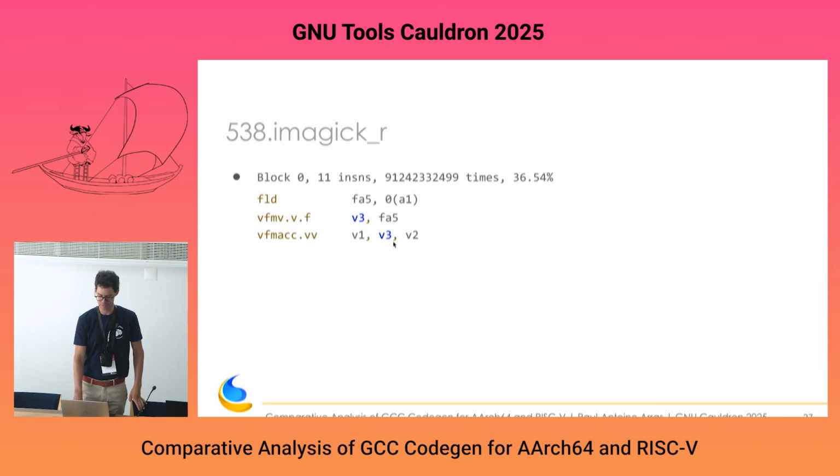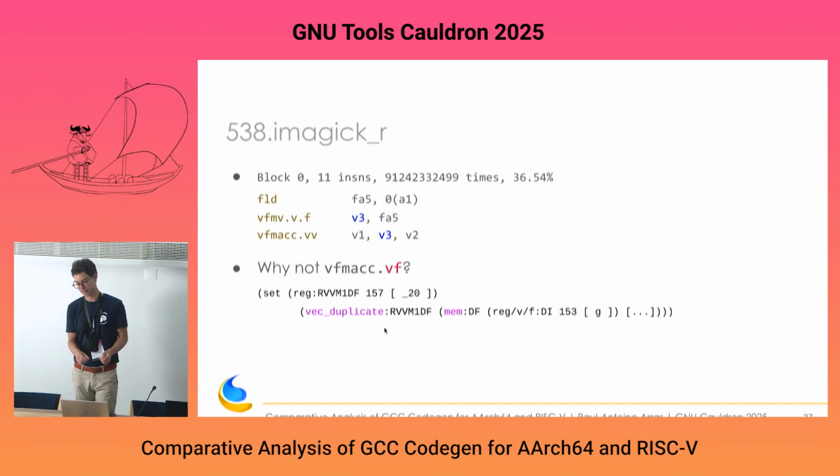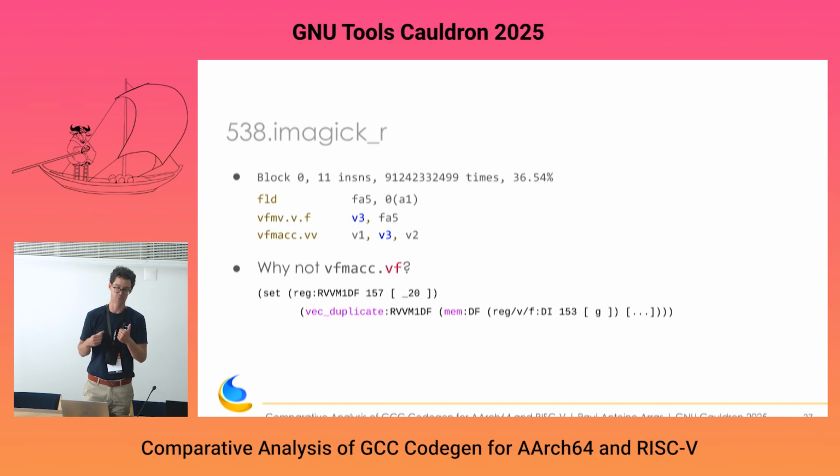So I thought that the patches that I worked on just before were handling that. Well, actually, this example is slightly different. In this case, the reason why we don't get a VF variant is because the RTL looks like this. You've got a vec duplicate, but the vec duplicate here is not directly duplicating a register, but a memory operand. So actually, that's exactly what you see here. First you have to load into a scalar register, and then you can do the vec duplicate.